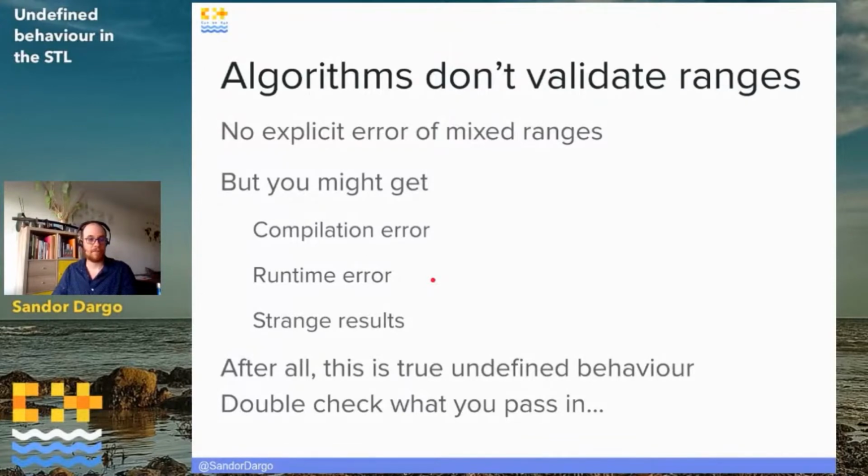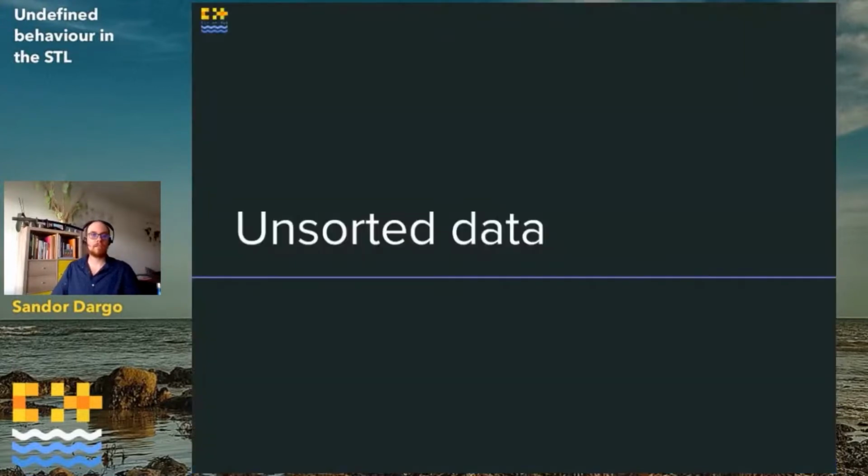Or you can use the ranges library, where you don't have to pass in these pairs of iterators, but you work directly on a container, not through iterators. Now let's move to the next section, which is about algorithms that require that the data that you pass in is already sorted. I know this might sound straightforward, but without explicit checks and explicit contracts, it's better to remind ourselves.